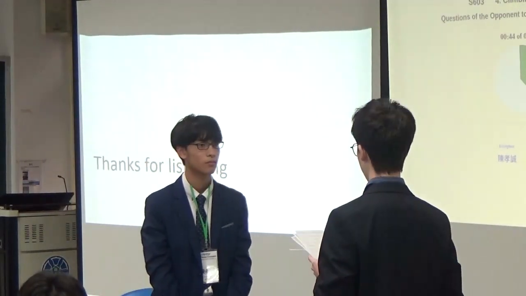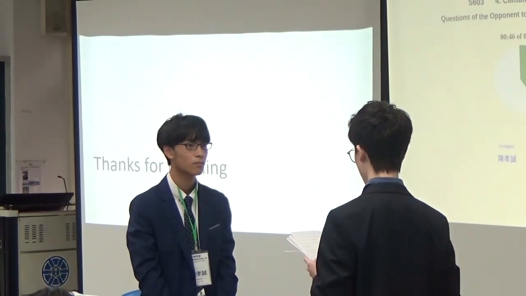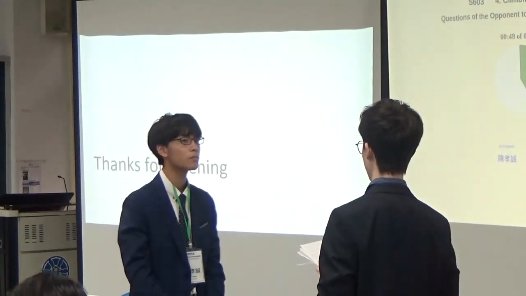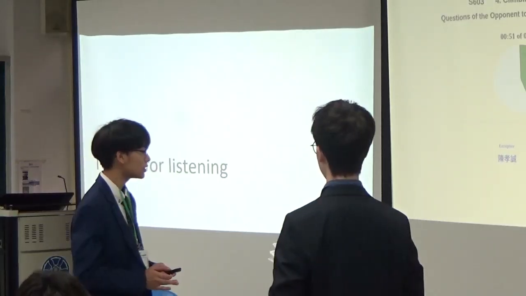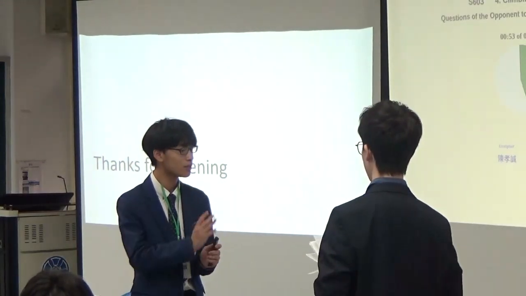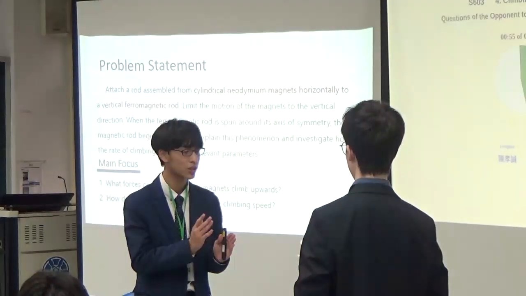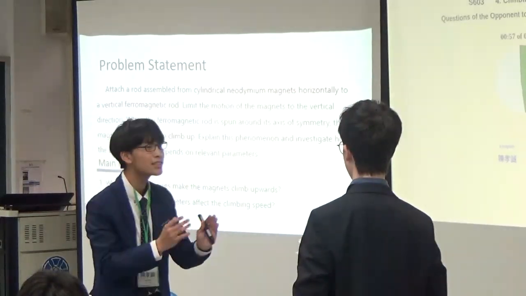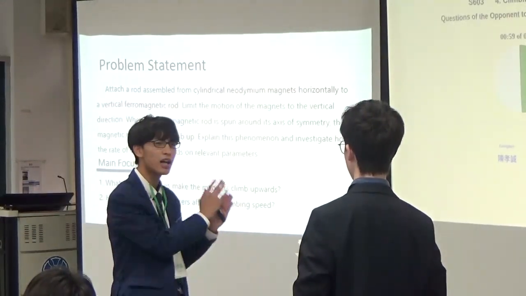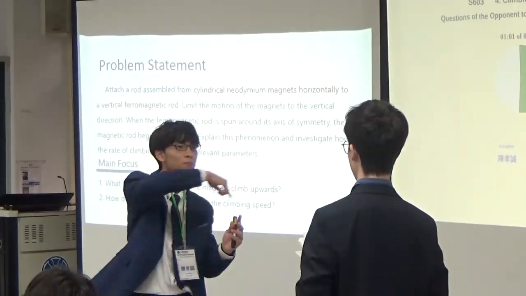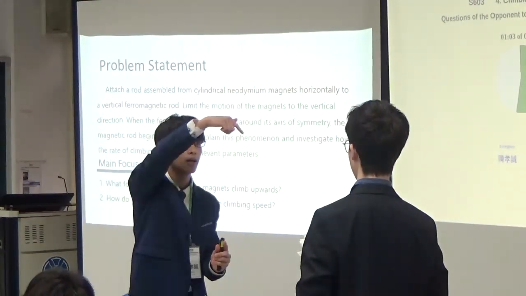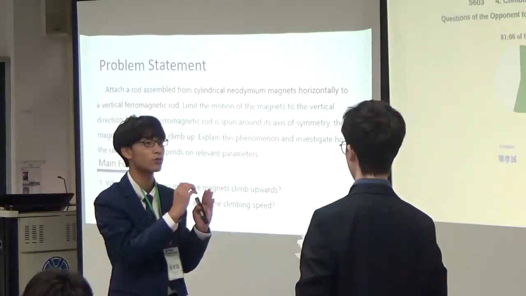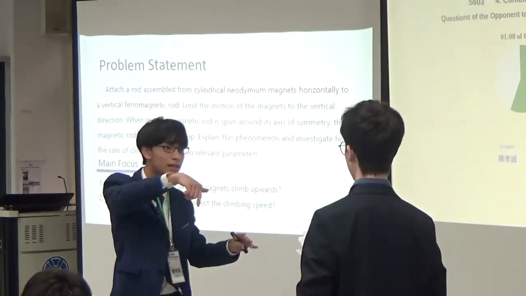And how about without the ruler? What's the difference between the movement of the magnet? According to the problem statement, they want us to limit the magnet to the vertical direction. However, because the Stickson phenomenon is occurring, if there's no ruler, then the magnets will actually spin and climb up simultaneously. But that's not what the problem statement asks, so we add a ruler.